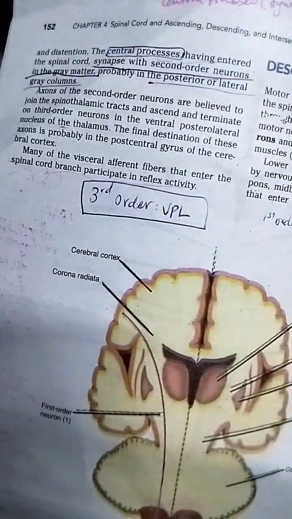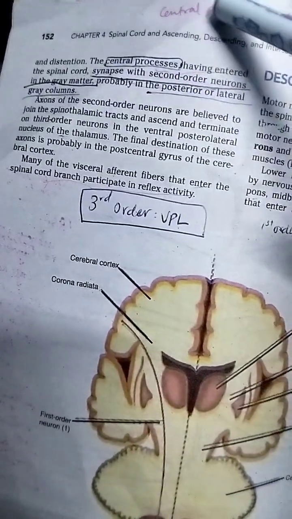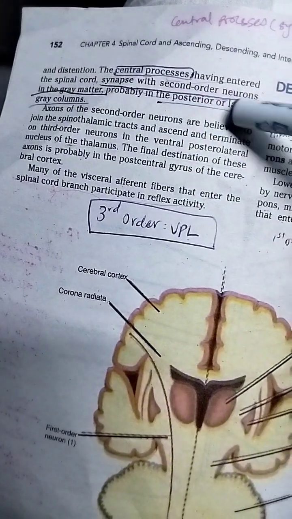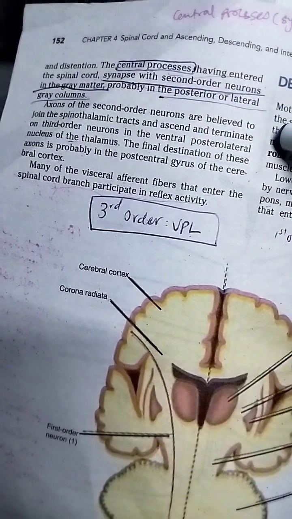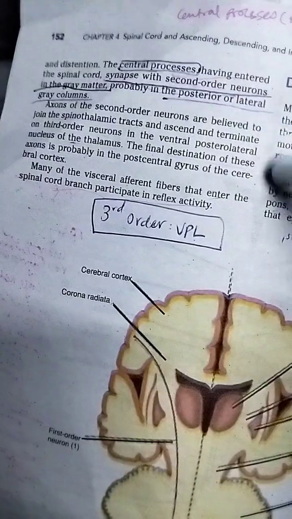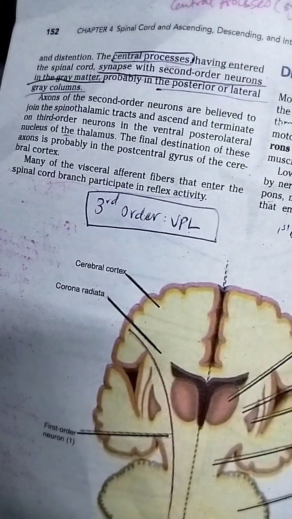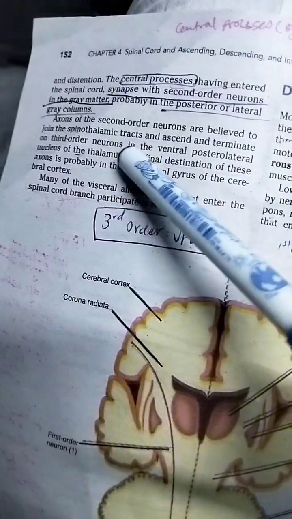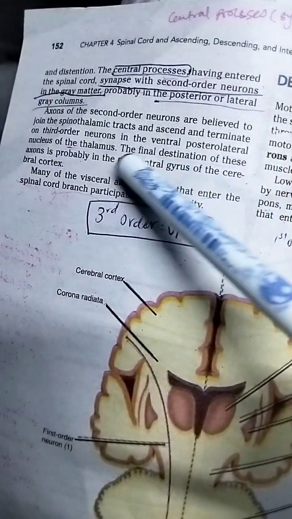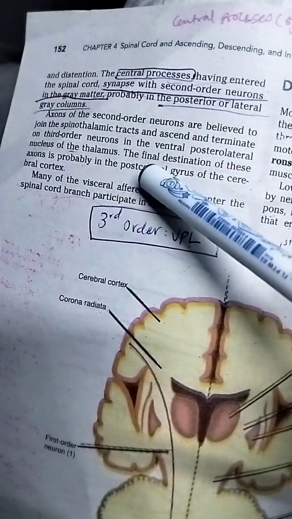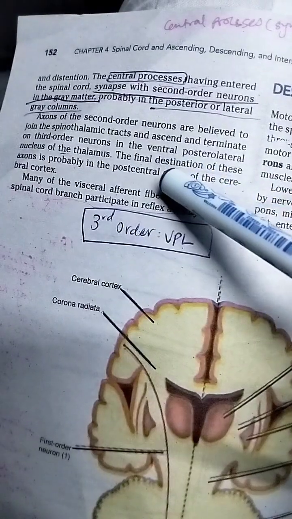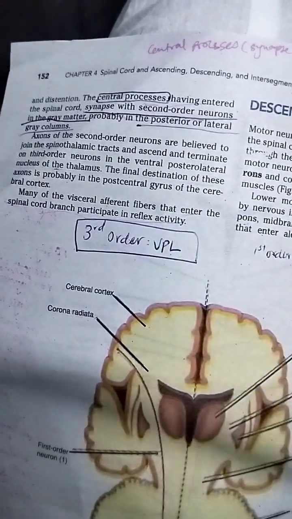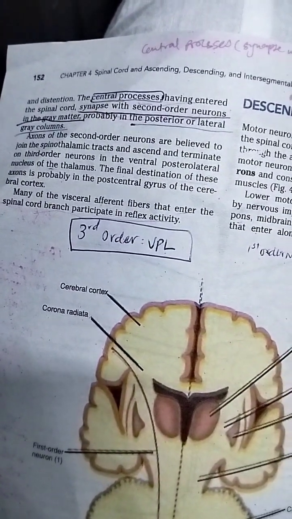So the central processes are going to synapse with the neurons which are present in the gray matter, probably in the posterior or lateral gray columns. All right. Axons are believed to join the spinothalamic tract and ascend and terminate in the VPL of the thalamus, which is the ventral posterolateral part of the thalamus. The final destination is the PCG, which is the postcentral gyrus. They are also involved in reflex activity.